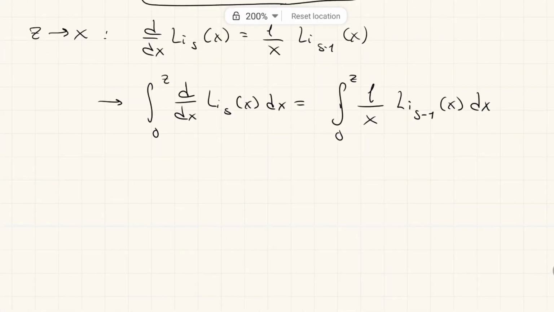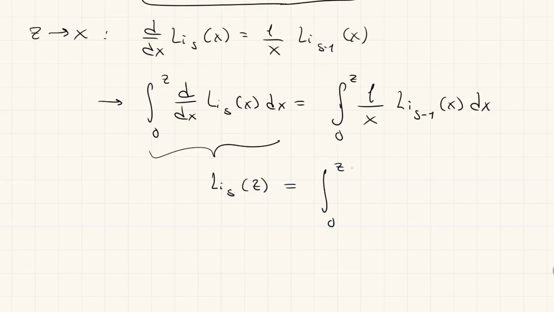Well, we have here this equation, but let's notice that we can use the fundamental theorem of calculus to easily see that this is just Li sub s of z equals the integral from 0 to z of 1 over x Li sub s minus 1 of x dx.